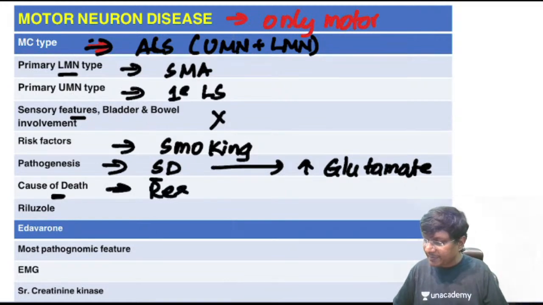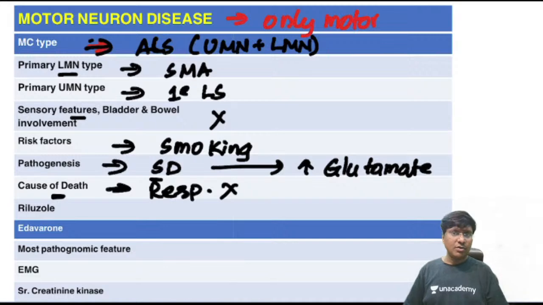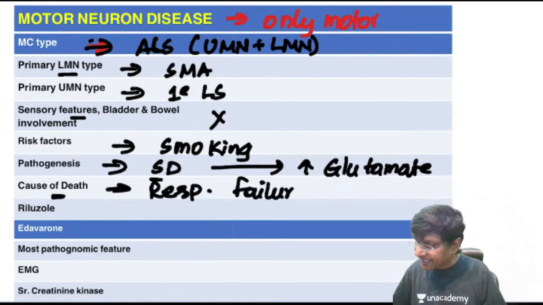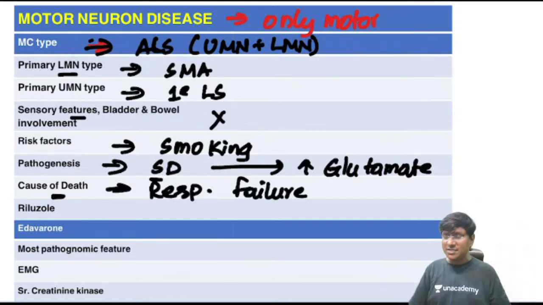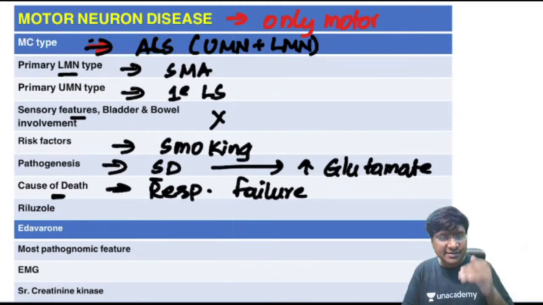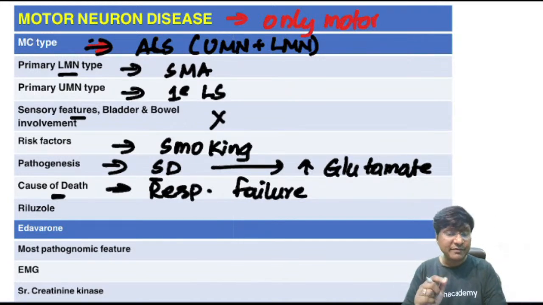The cause of death will be respiratory paralysis. Okay, respiratory muscle paralysis. So the individual will develop respiratory failure. So that is a cause of death in patients with motor neuron disease. Now, as such, you don't have any specific drug for motor neuron disease, right? But there are certain drugs which will prevent the progression of the motor neuron disease.